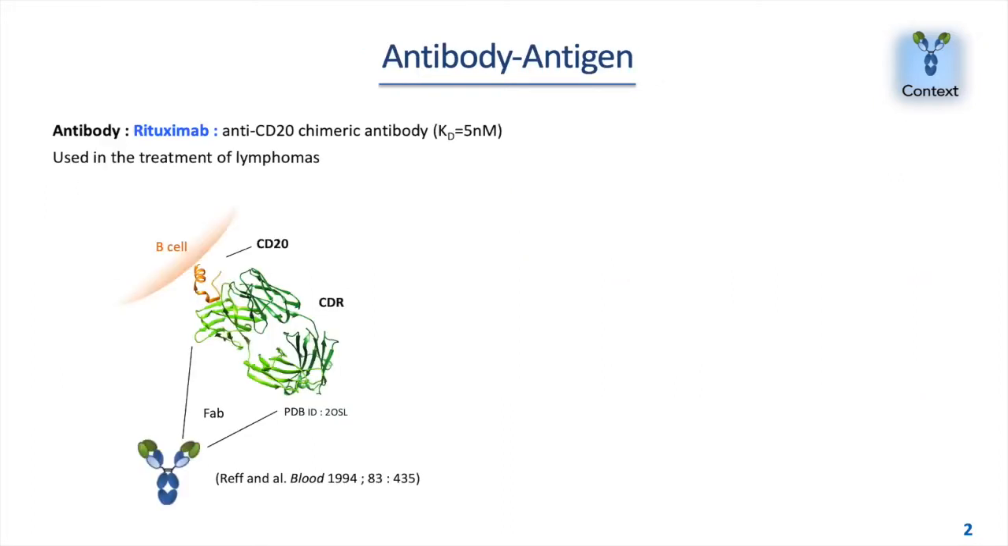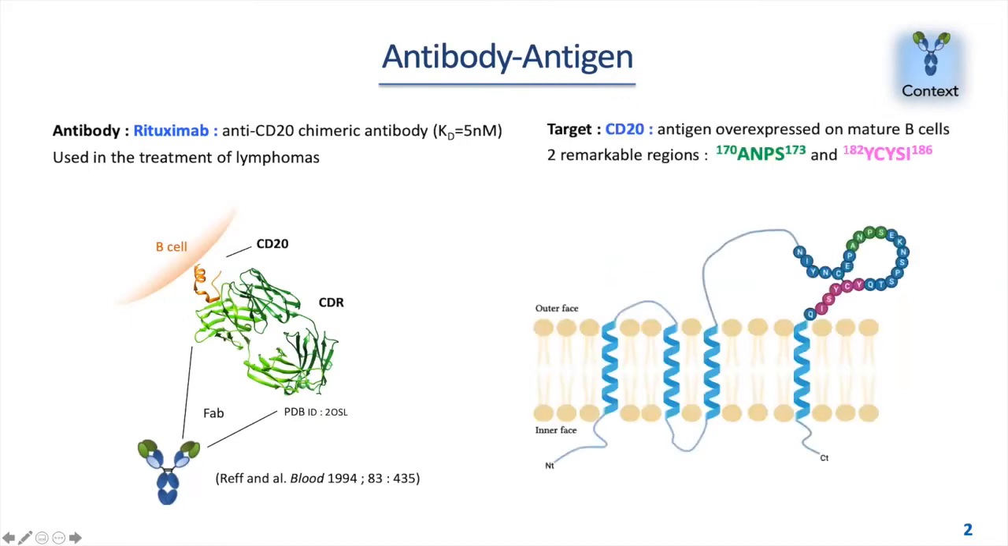The model that we chose to do that is Rituximab, which is the first monoclonal antibody that was commercialized as a therapy, at the end of the 90s, and which is used to treat lymphomas, so blood cancers. This antibody recognizes the CD20 antigen, which is a transmembrane protein overexpressed on mature B cells. This couple has been studied a lot, which allowed us to identify two regions, represented in green and purple, or maybe magenta today, which are mainly involved in the interaction.